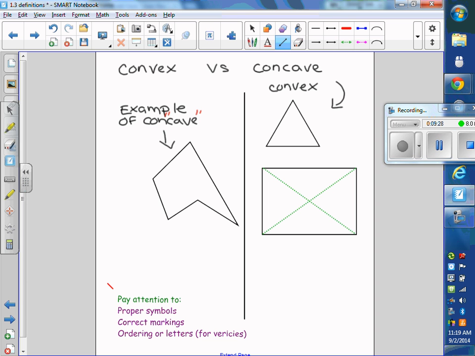So here's a diagonal. And here's another one, and this diagonal is outside, right? Because of the shape caving in. So if your diagonals cannot be all drawn inside, it's concave. We're going to stop there.